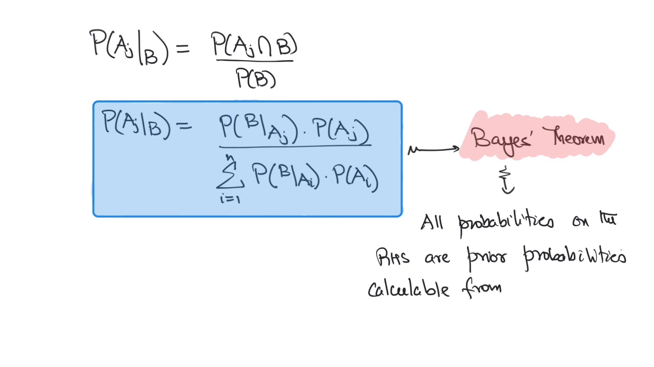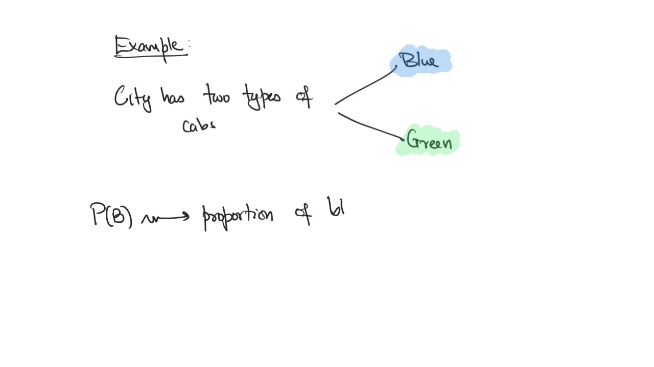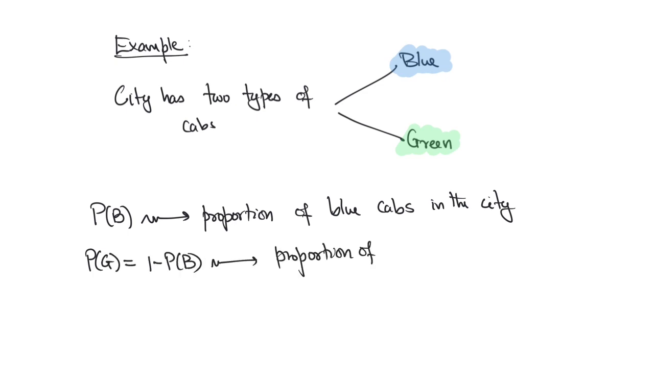Bayes' theorem can feel confusing, so we will spend some time doing a very concrete example. Consider that a city has two types of cabs, blue cabs and green cabs. Let P(B) be the proportion of blue cabs in the city. And in this setting, P(G) is going to be 1 minus P(B), which is the proportion of green cabs in this city.